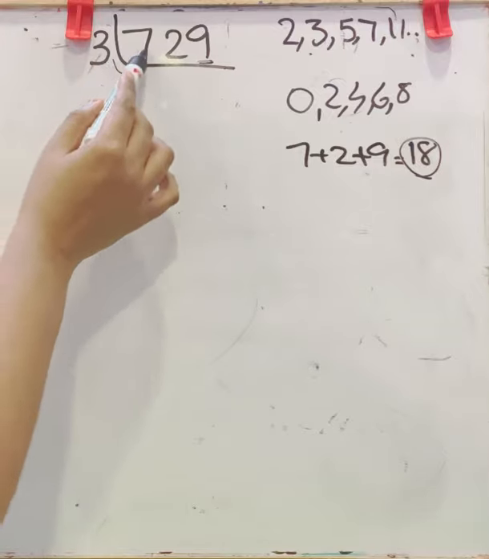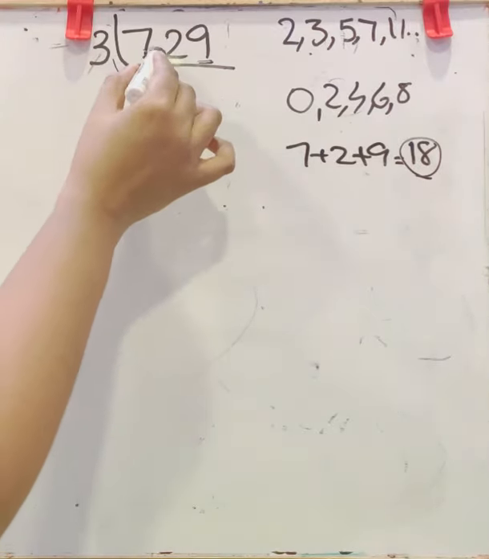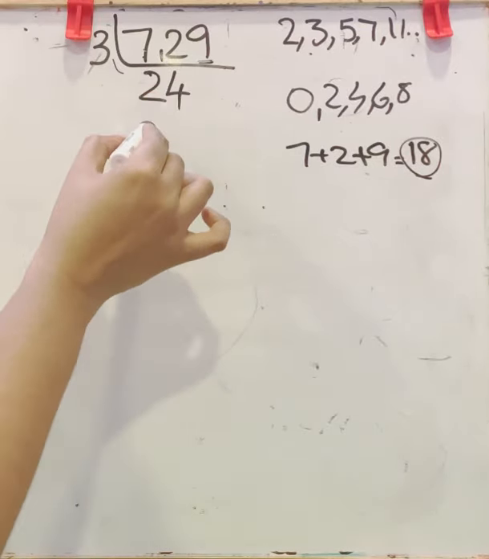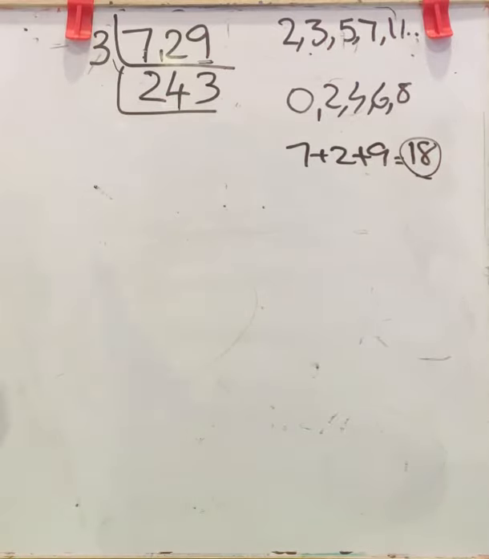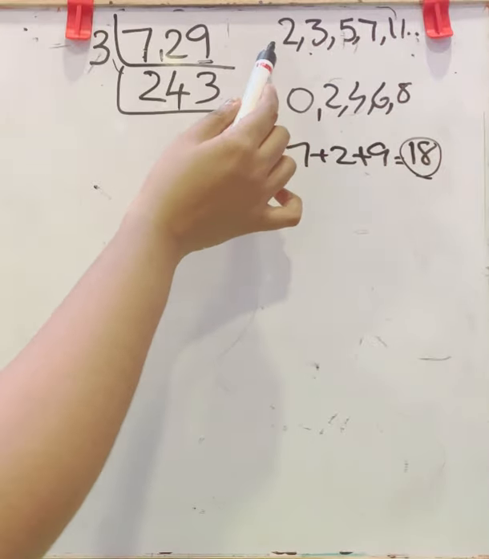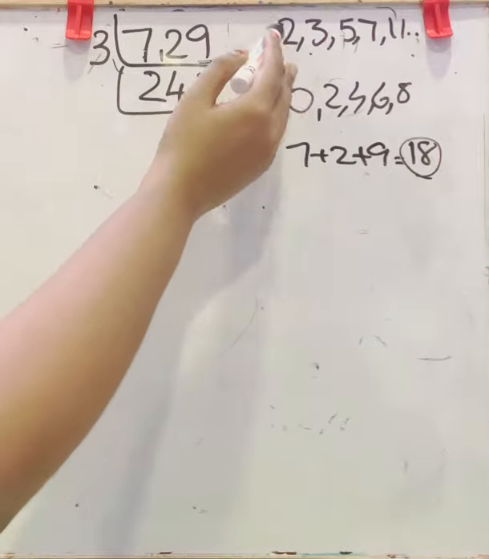In 7, consider first 7. How many times 3? 3 2s are 6. Balance 1 in 7. So this becomes 12. 3 4s are 12. In 9, 3 3s are 9. Again 243. Don't go to the next prime. First check this 3. You don't want to check 2 again. None of the steps, 2 becomes a factor.